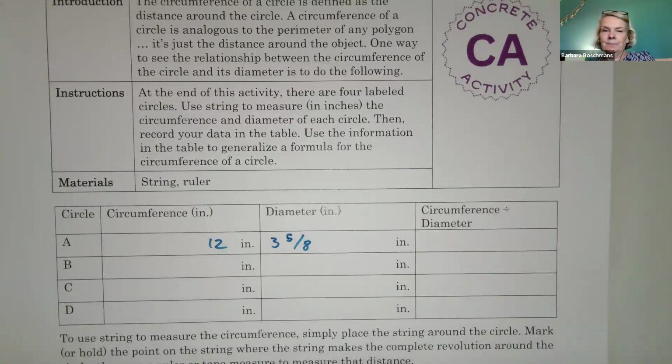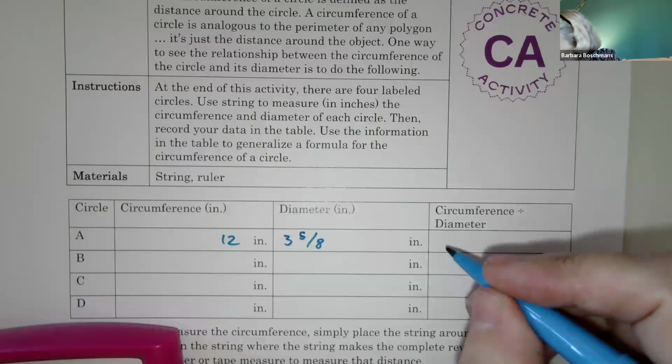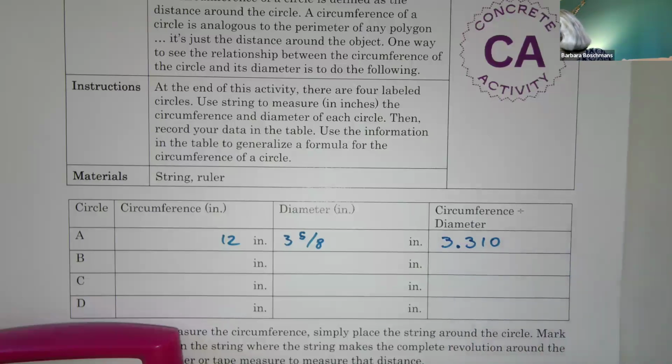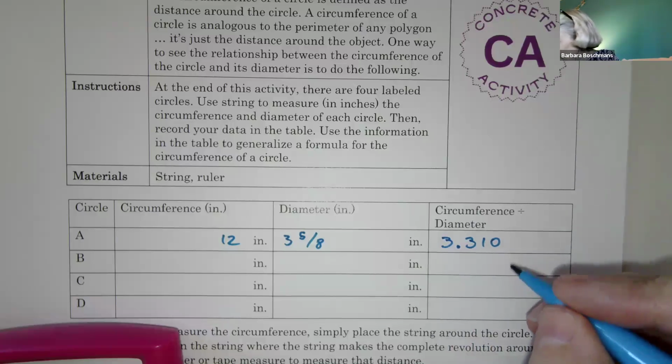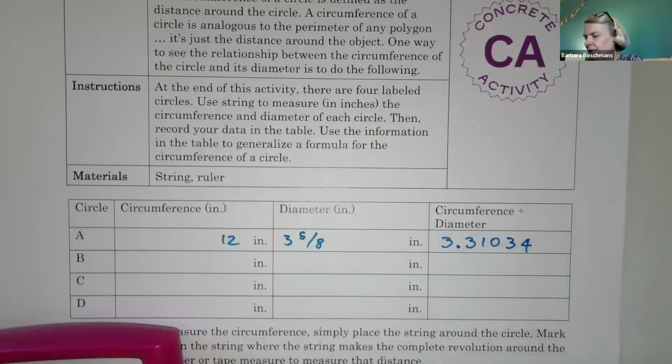Okay, we're going to take a calculator, and we are going to divide the circumference by the diameter. So 12 divided by 3 plus 5/8. And I get 3.310. Does it say how many decimals? Nope. I feel like I'm going to use 5 decimal places.